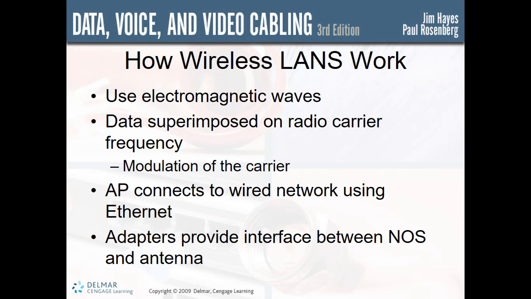Well, wireless LANs use electromagnetic waves, which are radio or infrared, to communicate information from one point to another without relying on any physical connection. The data being transmitted is superimposed on the radio carrier frequency so that it can be accurately extracted at the receiving end. It's generally referred to as modulation of the carrier by the information being transmitted.